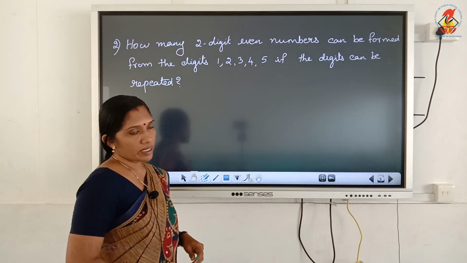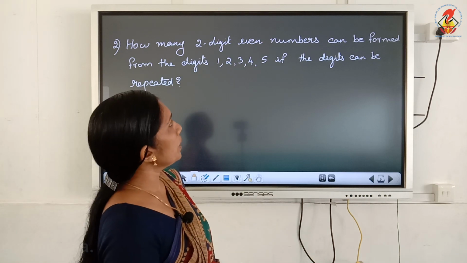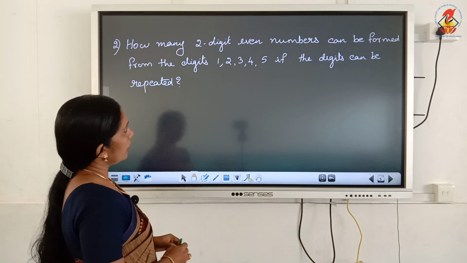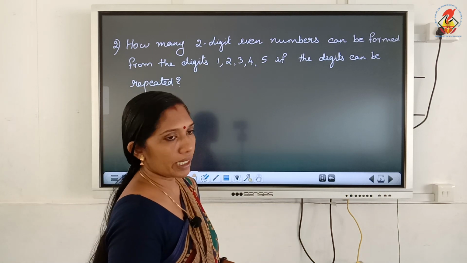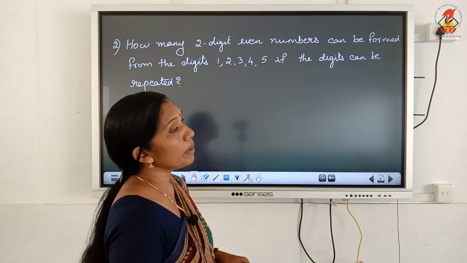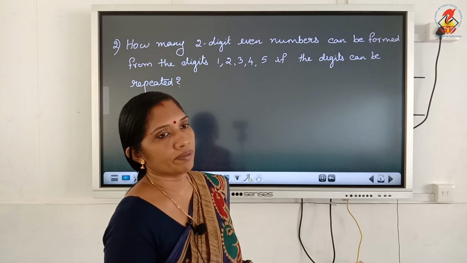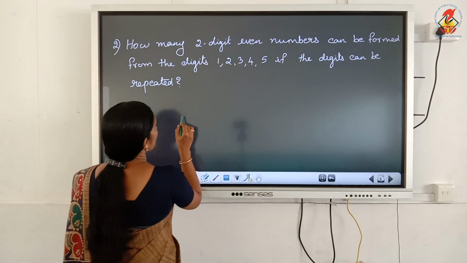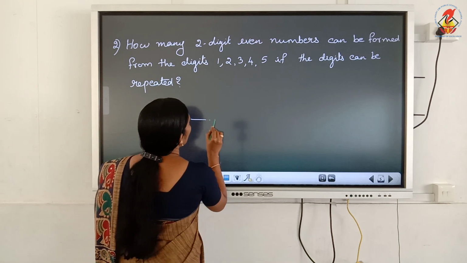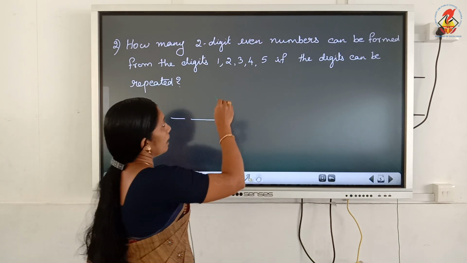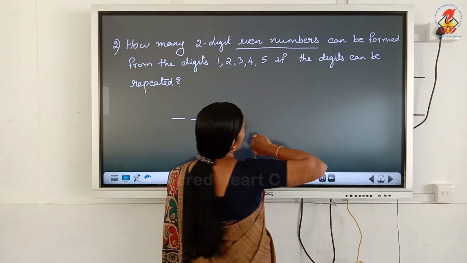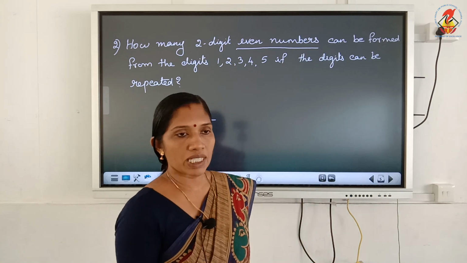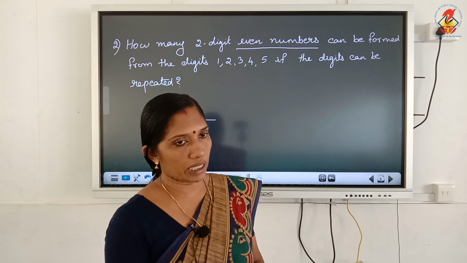Now look at this question. How many 2-digit even numbers can be formed from the digits 1, 2, 3, 4, 5 if the digits can be repeated? How many 2-digit even numbers? Only 2 digits are there, and the numbers are even. What is the condition for an even number? The unit place or ones place digit must be an even number.